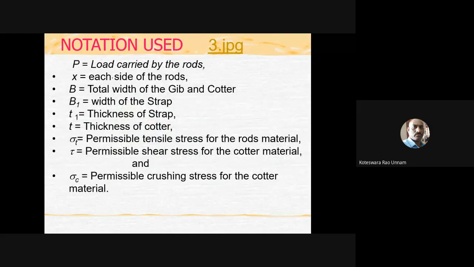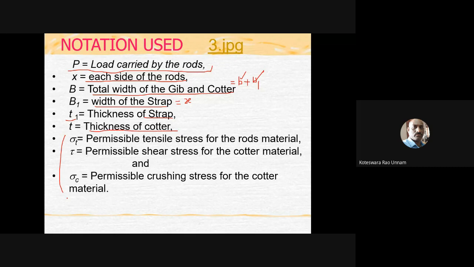Just now we discussed. P is the load carried by the rods. X is the side of the rod. Capital B is the total width of the jib and cotter, that means small b plus b1 is your capital B, where small b is the width of the cotter and b1 is the width of the jib. Then capital B1 is the width of the strap; we have taken this equal to X only. T1 is the thickness of the strap. T is the thickness of the cotter.